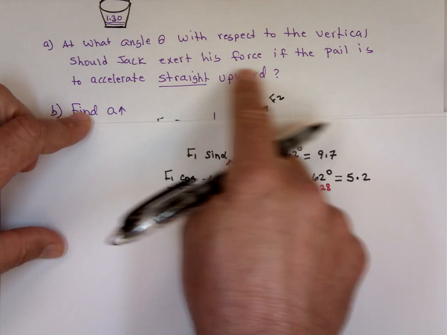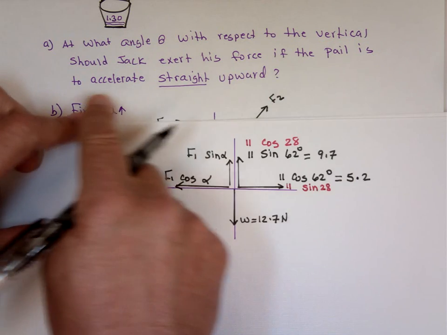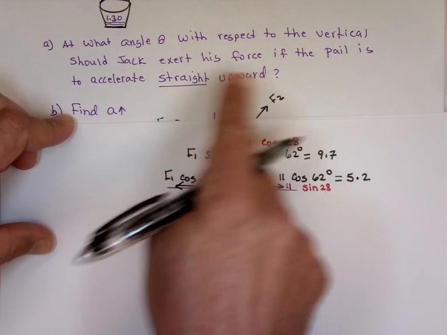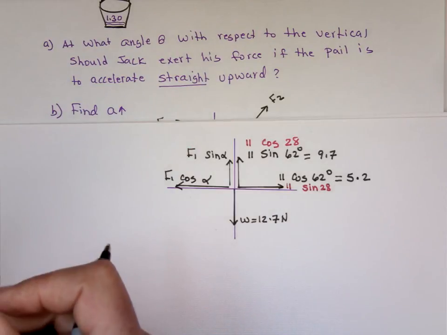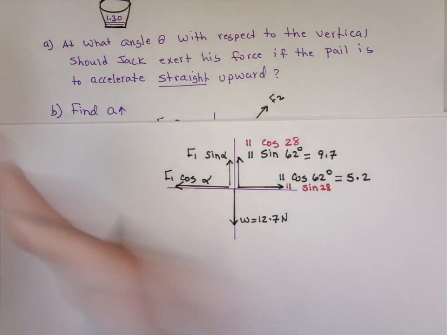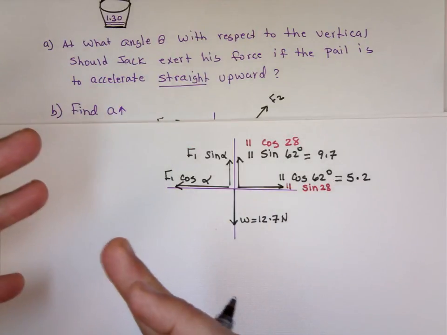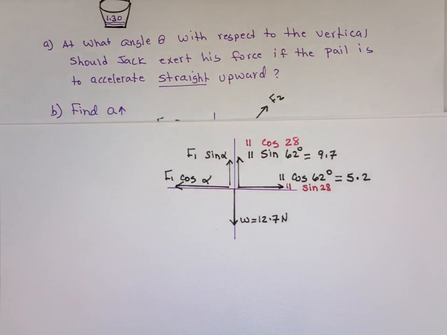To find such that the pail is going to accelerate straight upward. What does that mean, straight upward? It didn't go left to right. It moved straight upward. Well, the fact it didn't go left or right tells me what? Exactly. The net force in the x direction is 0. All the forces to the right have to equal the left, because if one was bigger, it's going to go to the left or to the right while it's going up and down.